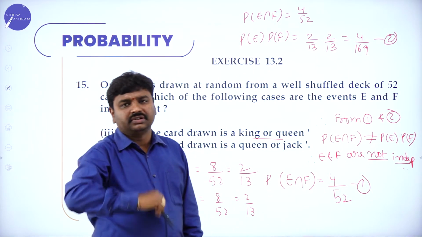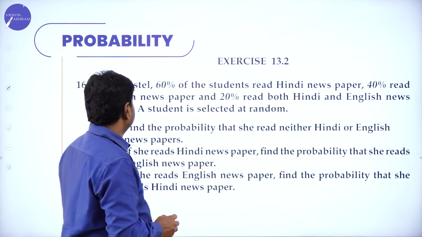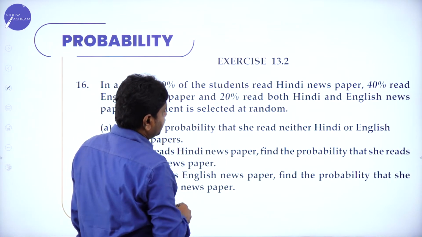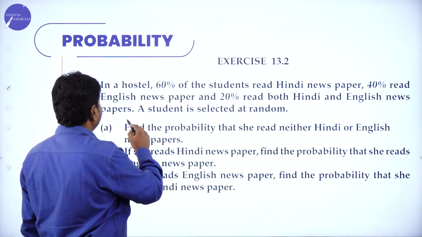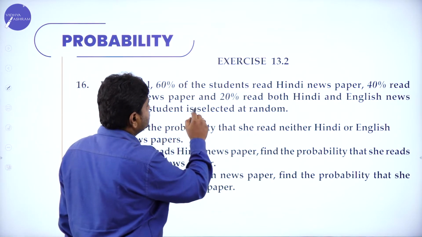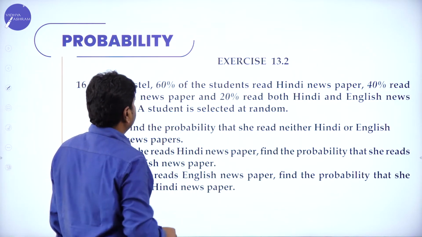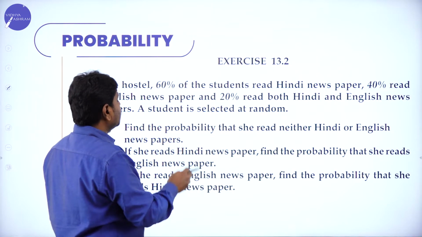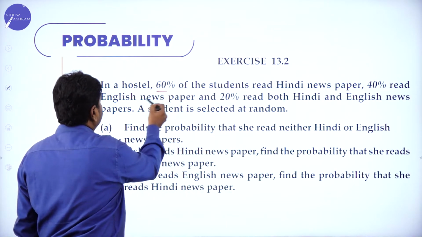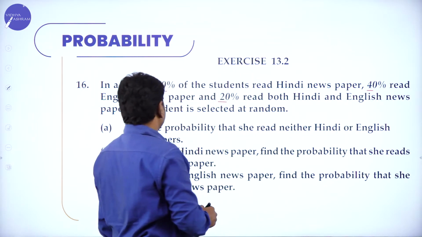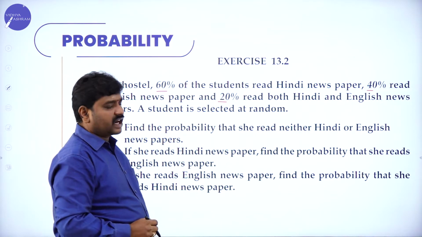I hope all of you got this. Then we have, in a hostel, 60% of students read Hindi newspaper, 40% read English newspaper, and 20% read both. A student is selected at random.